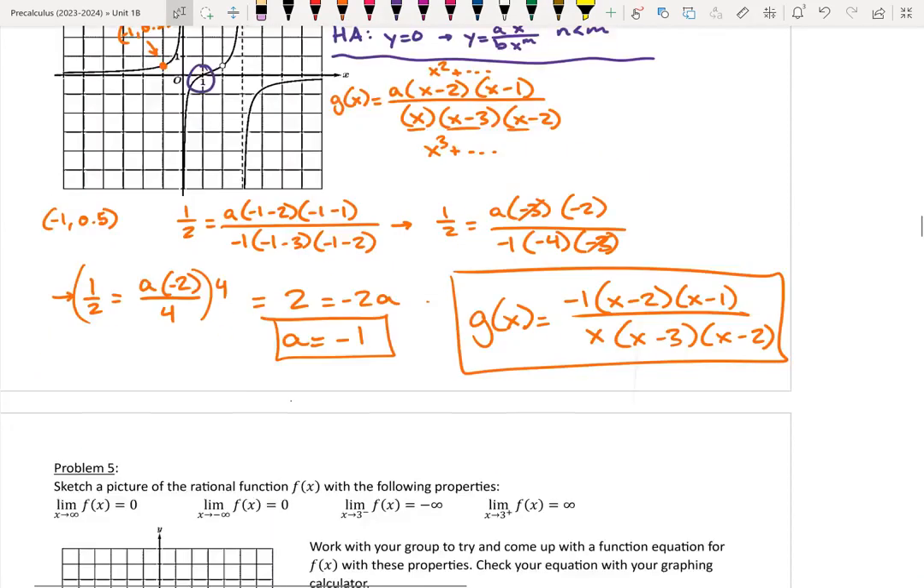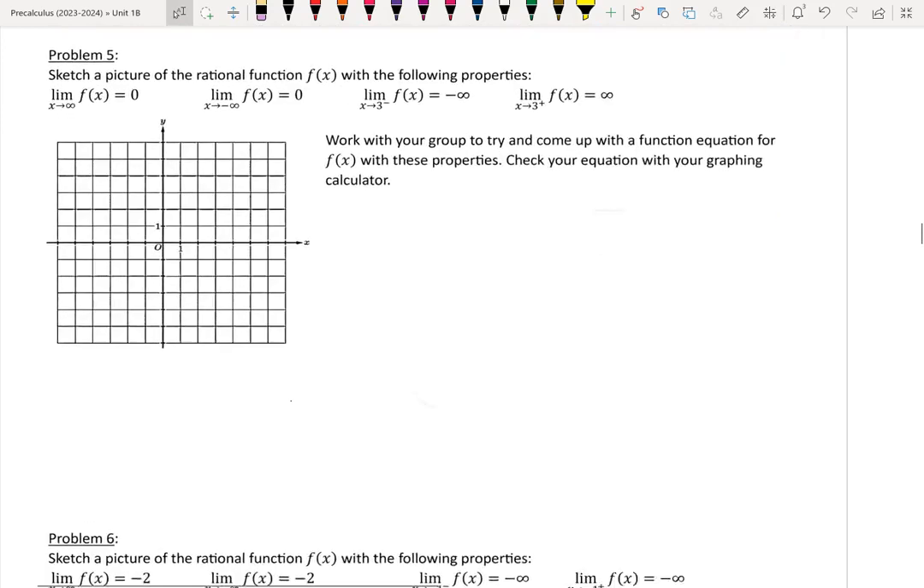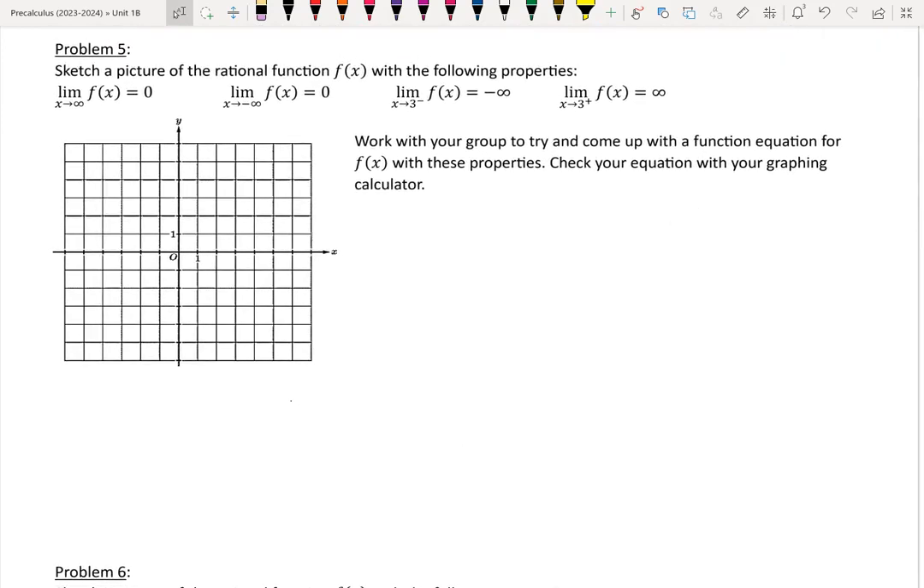All right, so let's go ahead and look at our last couple problems and let's see what we have. So it says sketch a picture of the rational function f of x with the following properties. So limit as we're going to positive and negative infinity is equal to 0. So that means automatically, it says sketch a picture, so I'm going to start putting some of this information in. Automatically, that tells me that I have a horizontal asymptote at y equals 0.